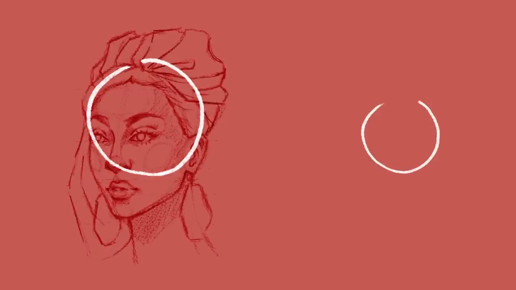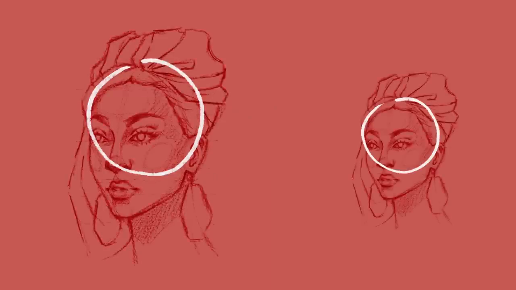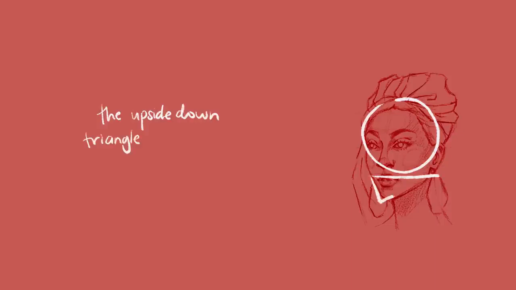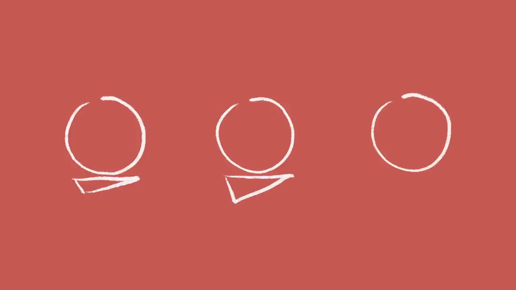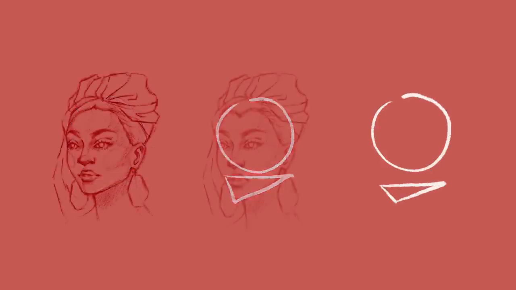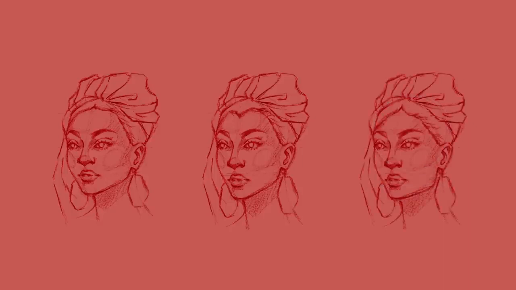So the bigger the circle, the bigger the head. The smaller the circle, the smaller the head. Then the upside down triangle helps create the bottom half of the face. And by changing the height of the triangle and the distance of this to the circle, we can actually create different face shapes, such as a round shape, a heart face, and triangle face shape.